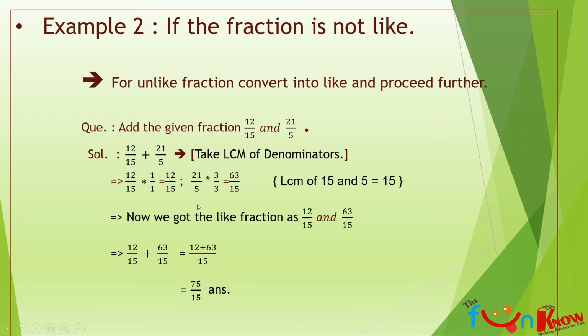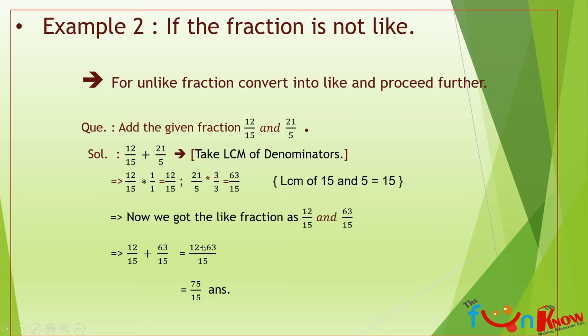So this is our new values, 12 by 15, 63 by 15. This is our new like fractions. Now here, if you have to add these two like fractions, 15 is twice, but here we will not consider it as twice, we will just write it as one time. So here you will just write 15 as it is.